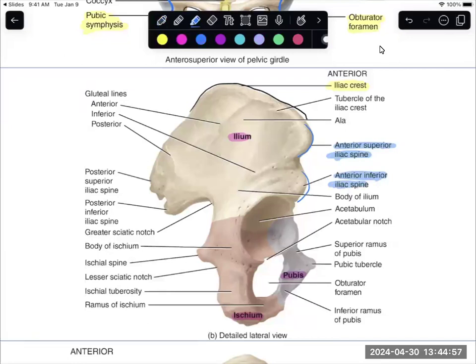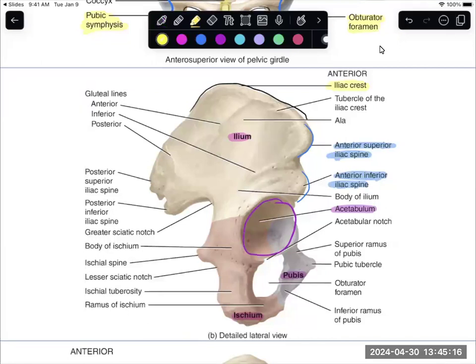Again, we're looking at that acetabulum. This is where your leg bone, the head of that leg bone, which is your femur, comes in contact with that pelvic bone.